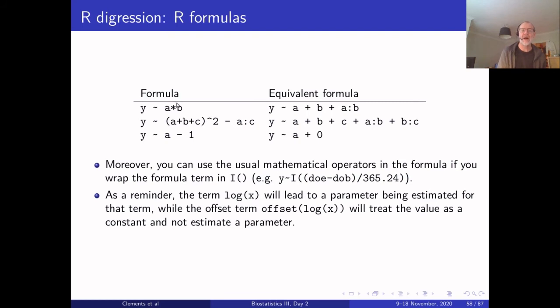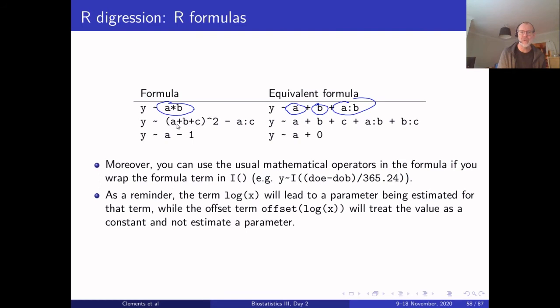So there's a shorthand here. If we've got 2 main effects and an interaction, an equivalent formula would be to do A times B. So A times B expands out to being this. If we had A plus B plus C raised to the power of 2 minus AC, then basically we get the main effects for A, B, and C.